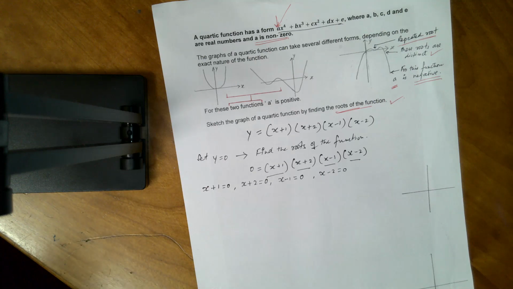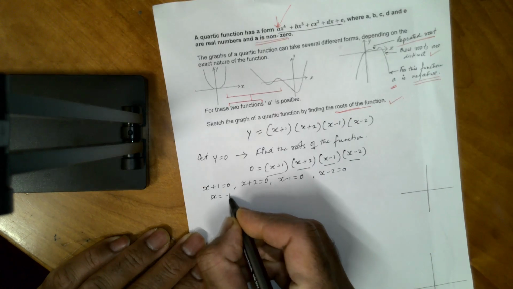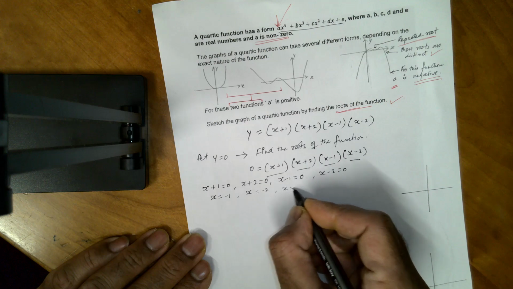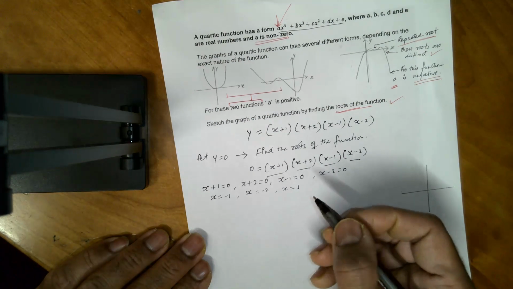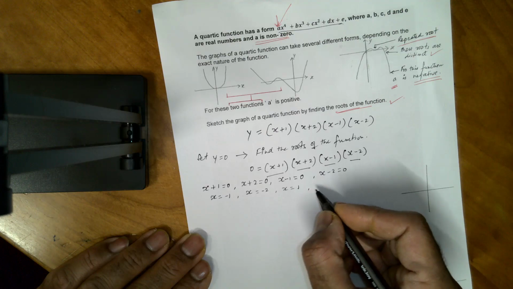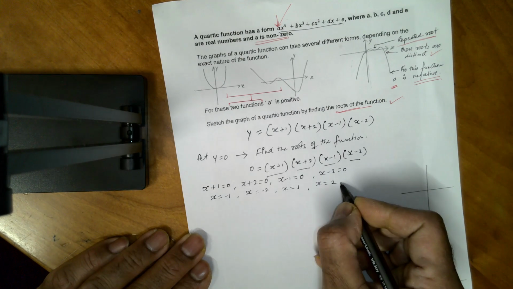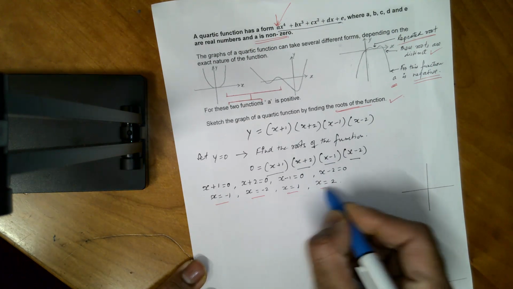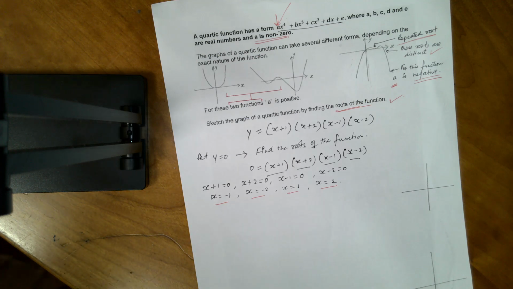Right, so then you got the x values. With that you got x equal to minus 1, x equal to minus 2, x equal to 1, and x equal to 2. So once you have these x values, what exactly does that mean? That means here the curve cuts the x-axis. So let's draw on that one.